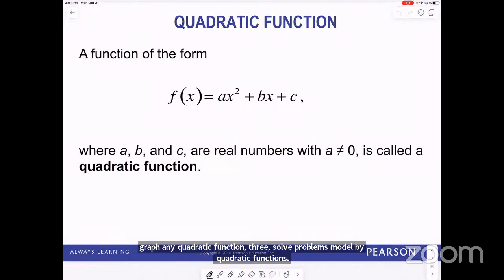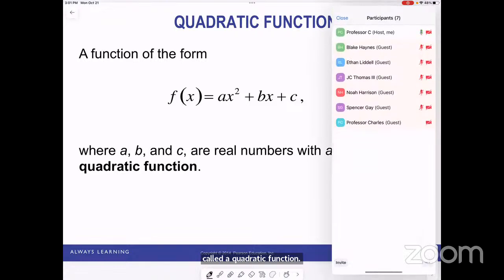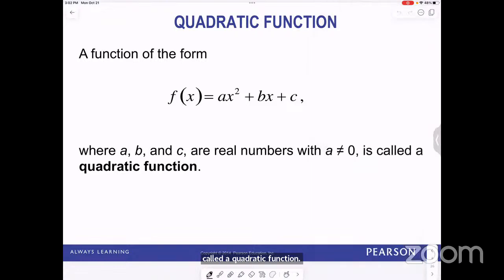A function of this form, f of x equals ax squared plus bx plus c, where a, b, and c are real numbers with a not equal to 0, is called a quadratic function. One thing to note here is that the highest power in any variable is a 2, right? So the highest power is squared. We've worked with this in some form or fashion. This is going to make a U-shaped curve.